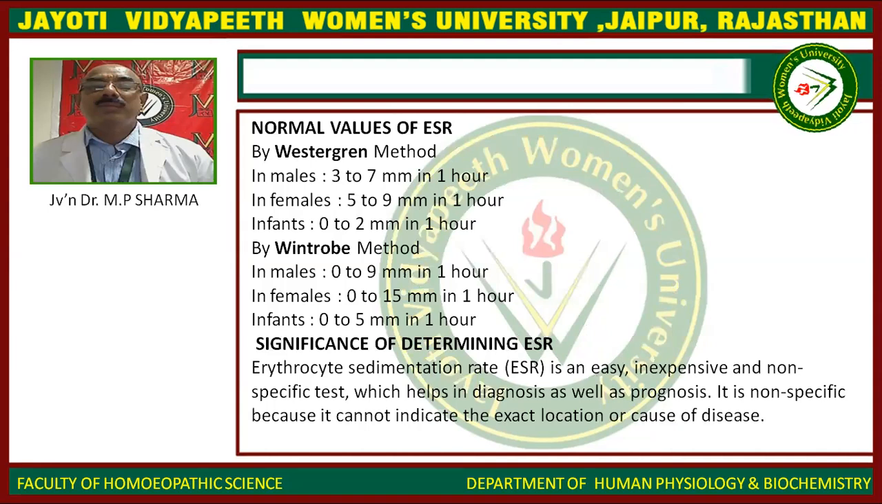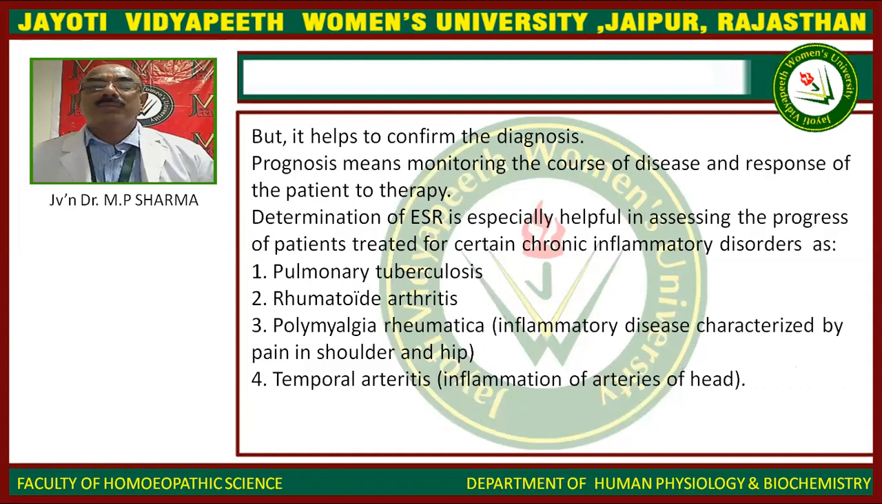Normal values of the ESR by Westergren method: in males 3 to 7 millimeter in first hour, in females 5 to 9 millimeter in first hour, whereas in infants 0 to 2 millimeter in first hour. By Wintrobe's method, in males 0 to 9 millimeter in first hour, in females 0 to 15 millimeter in first hour, and infants 0 to 5 millimeter in first hour.